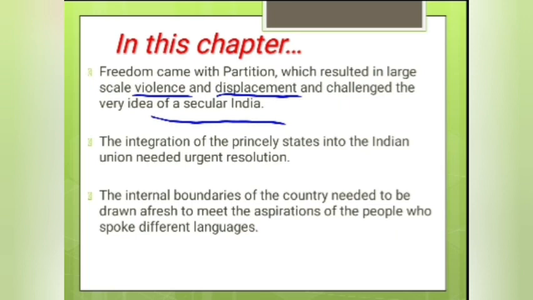So it challenged the idea of a secular India. Secular, as you know, means there is no state religion. This was a very big problem at that time. And the integration of princely states into the Indian Union needed urgent resolution. As we know, at that time there were more than 561 princely states in India. So in front of Sardar Vallabhbhai Patel, Nehru ji, Gandhi ji, the task was to integrate all those princely states to make a complete India, that is Akhand Bharat. It was a very challenging task, and they were conscious to merge those boundaries into the country.